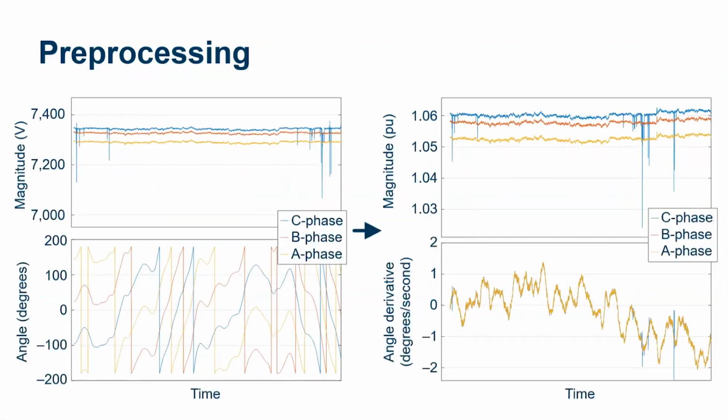Okay, so this is just an example of some data going from raw PMU data on the left, magnitude and angle, over to process data. So notice the magnitude goes from the nominal voltage down to per unit, and you'll see a bit of smoothing going on, and then the angle data goes to essentially frequency deviation data. Next slide, please.